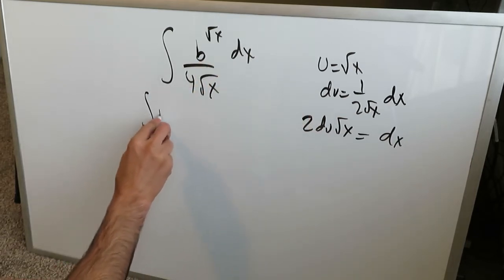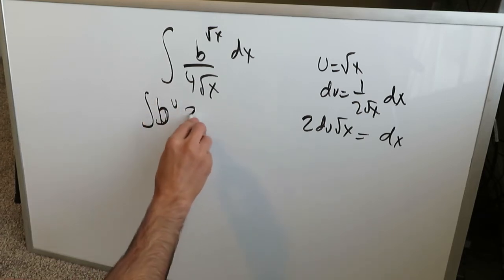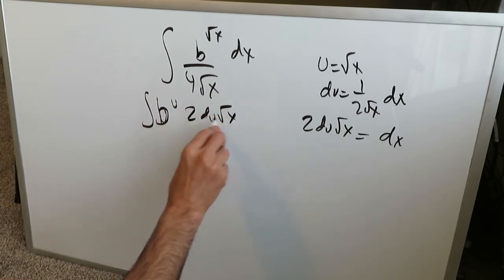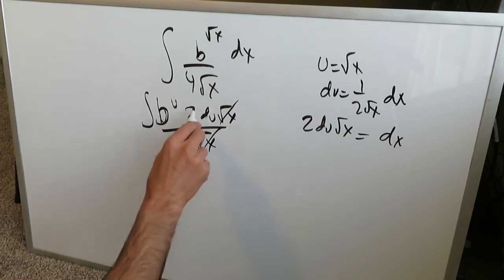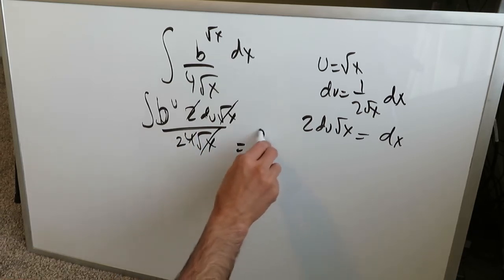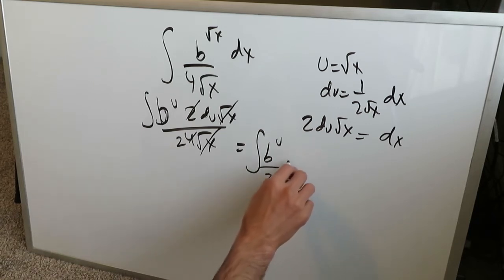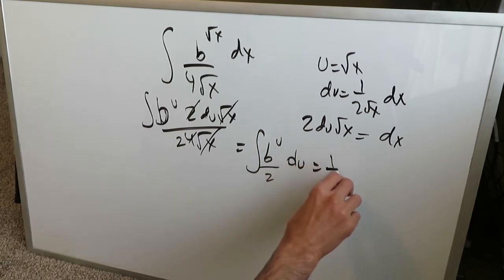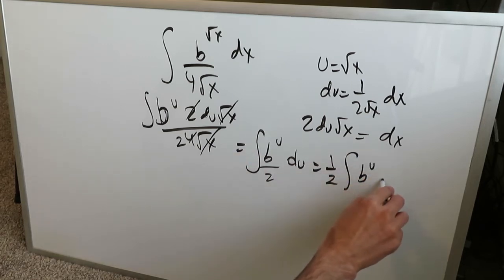You basically have b to the power of u, and then you have 2 du root x over 4 root x. This root x and this root x cancel out. This 2 cancels out with this 4 to give you a 2. Eventually you're left with b to the power of u over 2 du, and you can bring out the 2 as 1 over 2, as it's in the denominator, b to the u du.